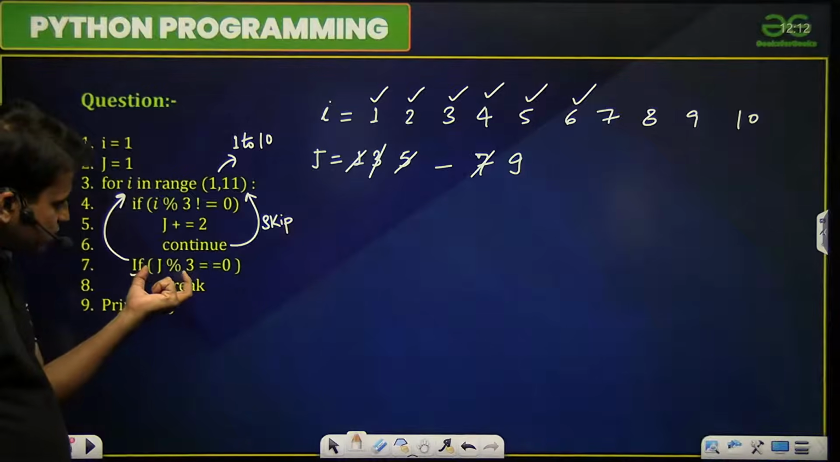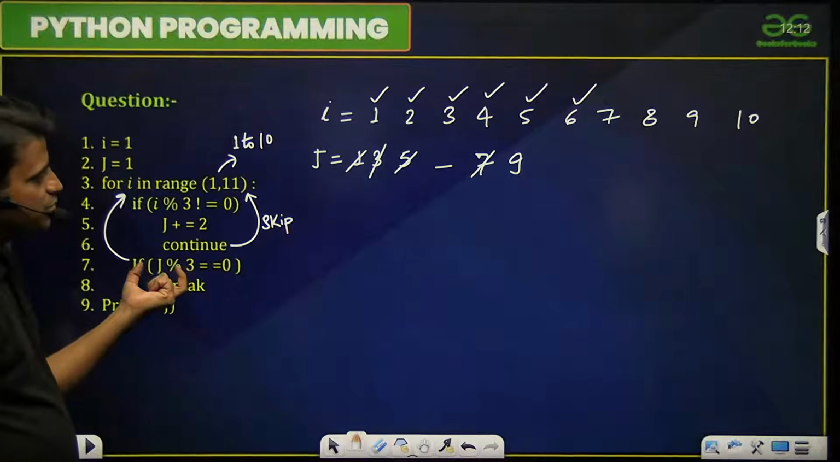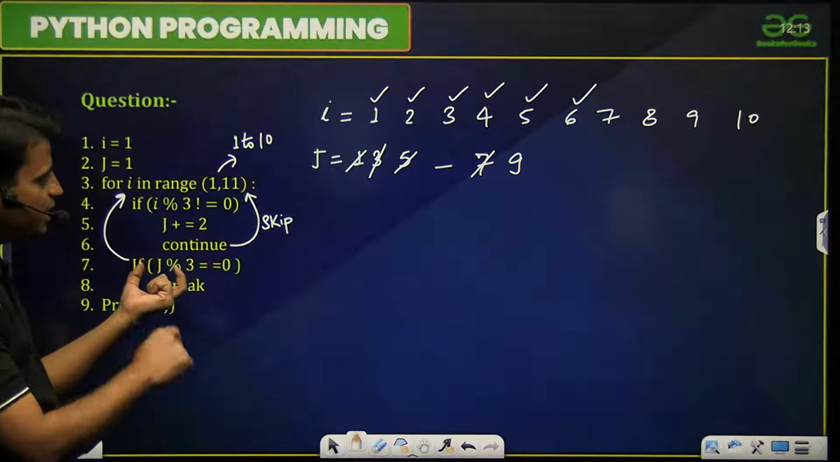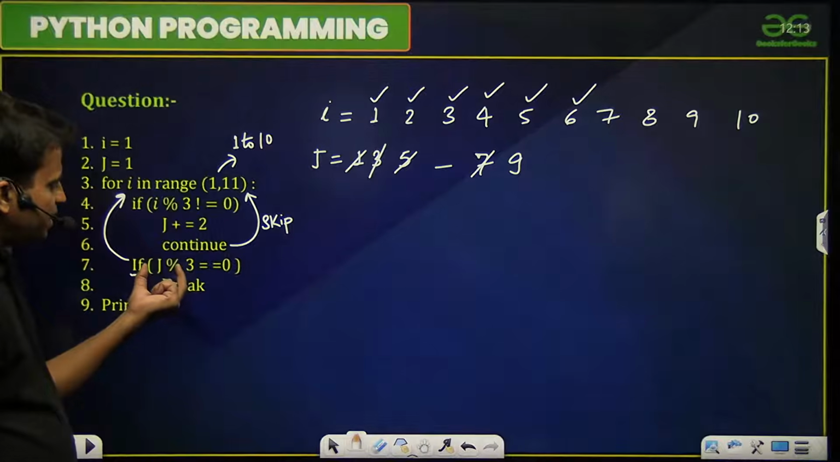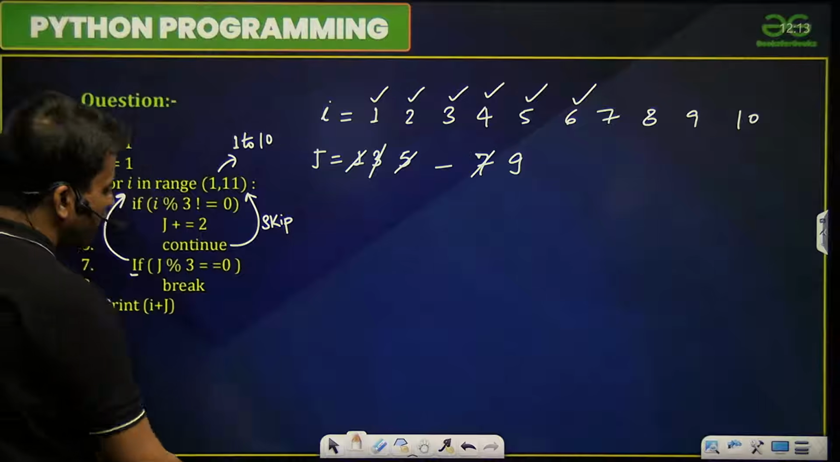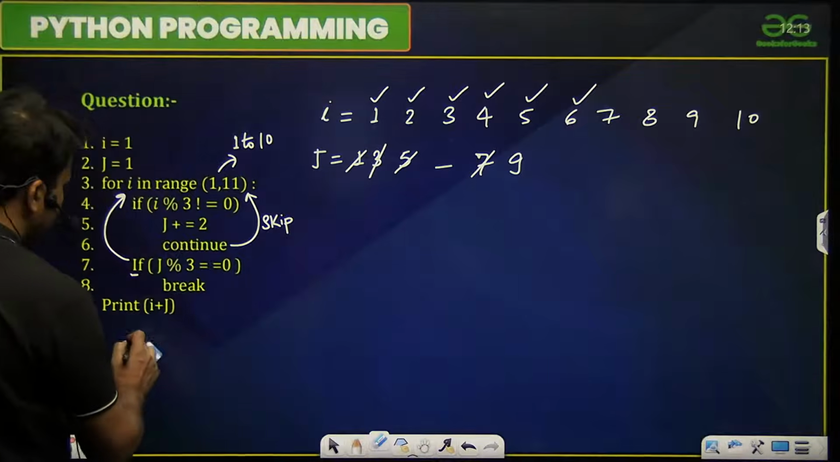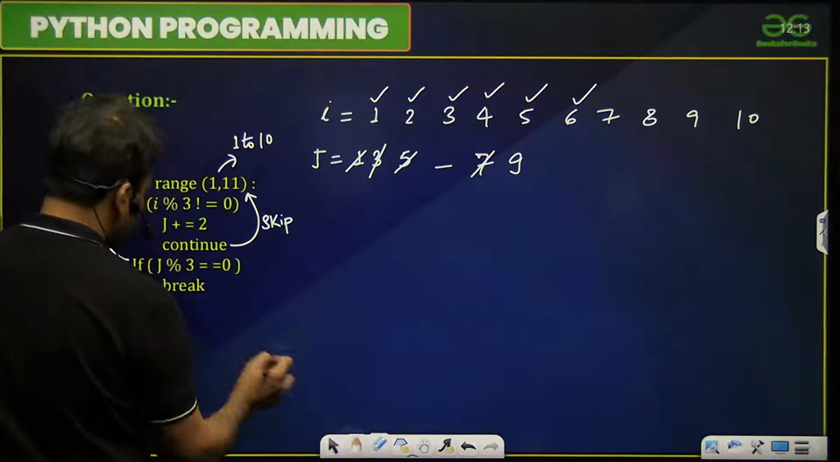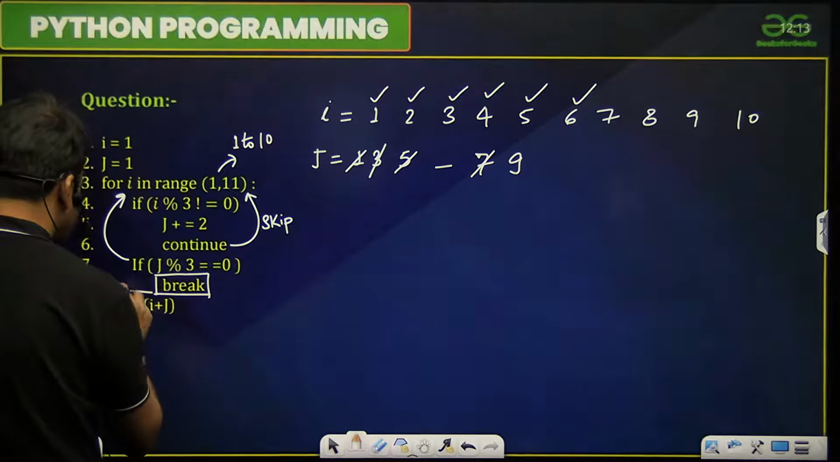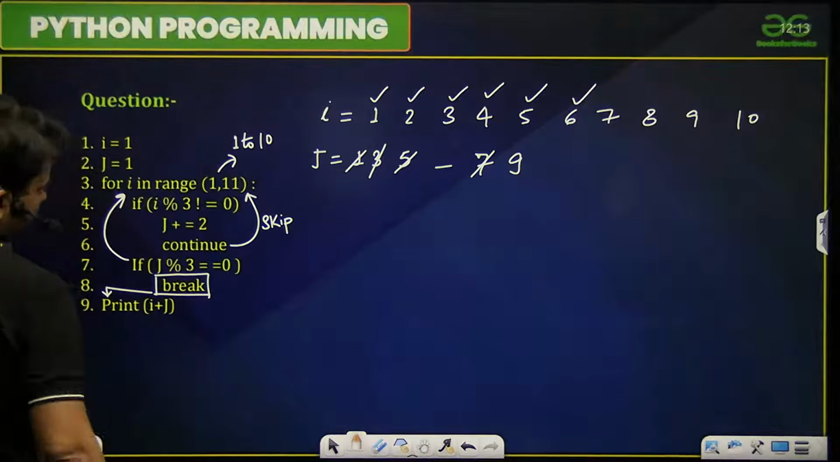And now come to this. Sir, j modulus 3 equals to 0? Yes, sir. J is 9. 9 modulus 3 equals to 0? Yes, sir. 9 modulus 3 remainder is 0. 0 equals to 0. This condition is true. And then, sir, this break is executed. Understood? This break is executed. You exit from this one and print I plus j.